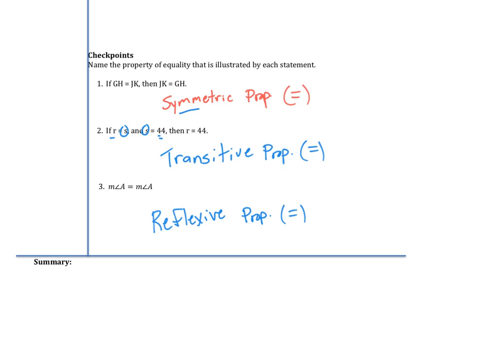Right. Short and sweet, but those are the three properties: symmetric, transitive, reflexive, and we're going to practice that more on Monday.